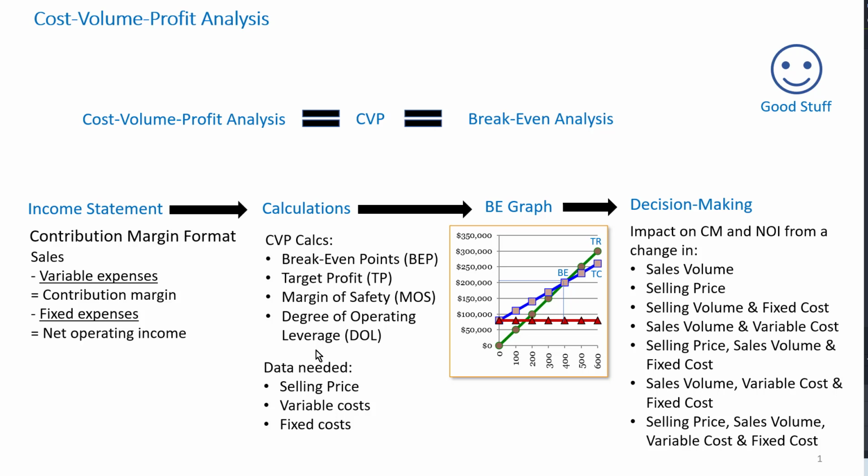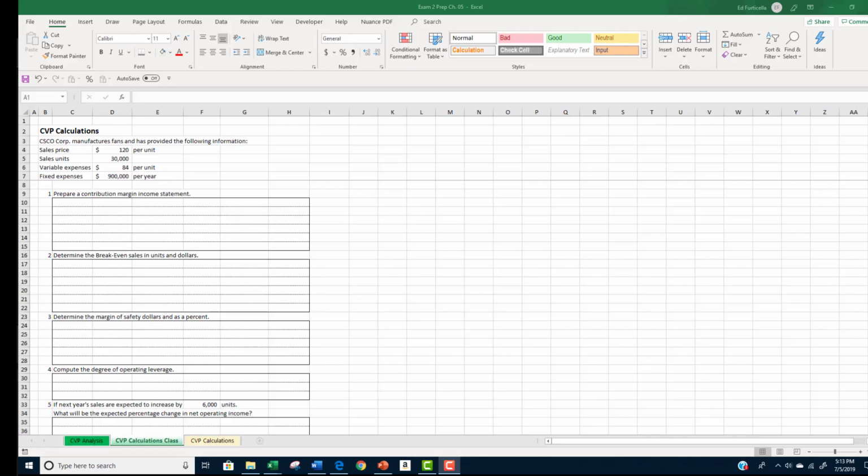The key pieces of data needed are the selling price, variable costs, and fixed costs. The results can be presented in tables or they can be presented graphically. Either way, they provide great input for decision making in a number of areas. So let's move forward. I'll show you how to solve this problem as well as provide insights on the key concepts involved.